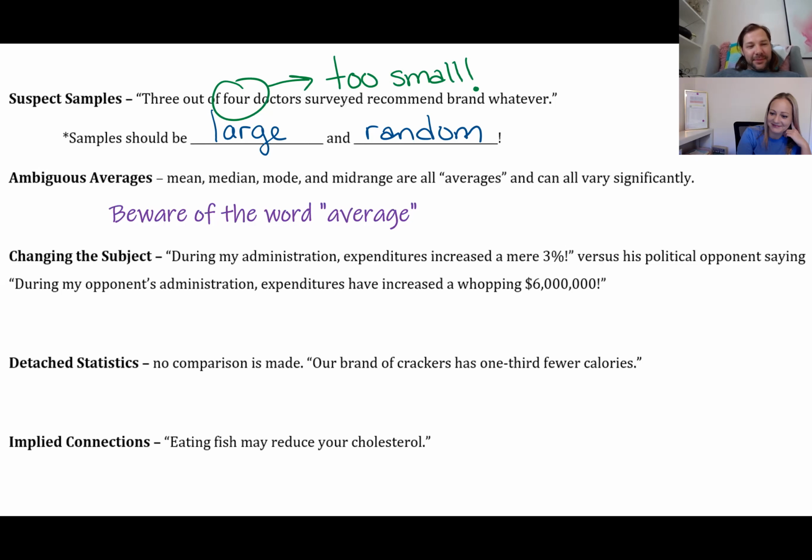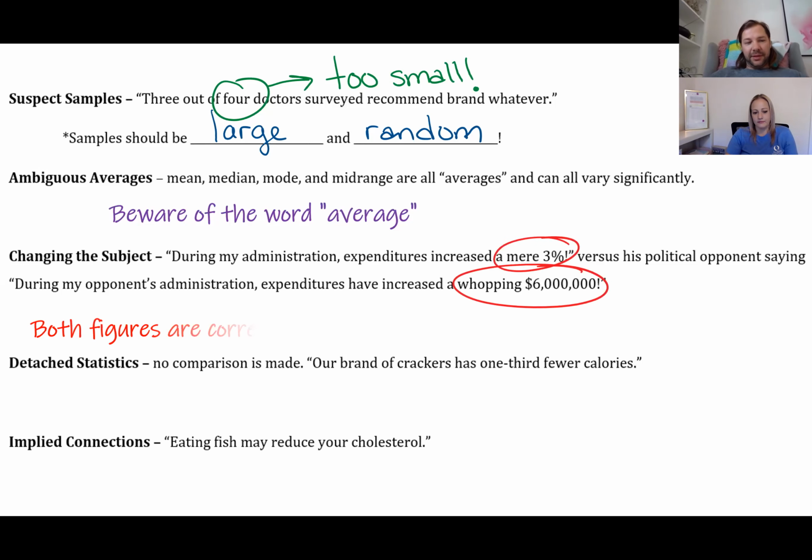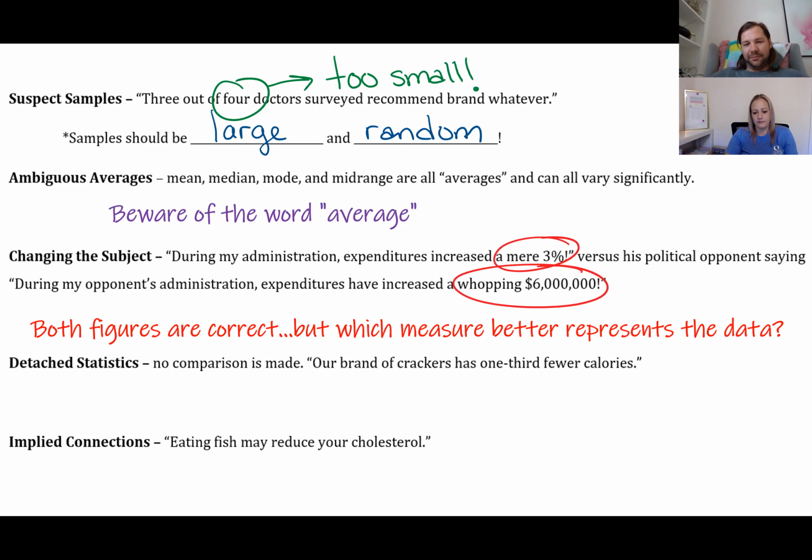Okay, and so another example, and moving on, we're changing the subject. One way you could report a stat is you could say, during my administration, expenditures increased a mere 3%, versus a politician's opponent could say, during this person's administration, expenditures have increased a whopping $6 million. And so both might be the same increase, but the $6 million sounds a lot bigger than 3%. So it's just the way that the figures are reported. Both are correct, but which one better represents the data? I guess it depends on what your goals are.